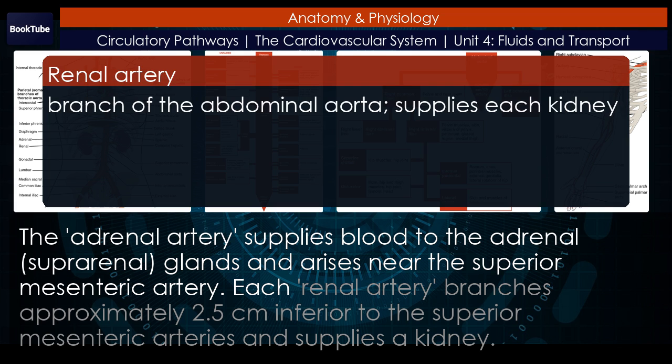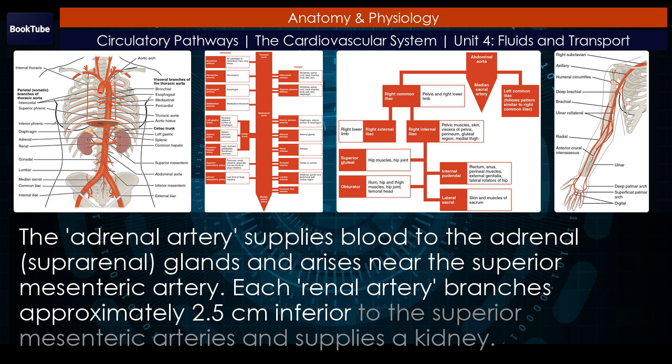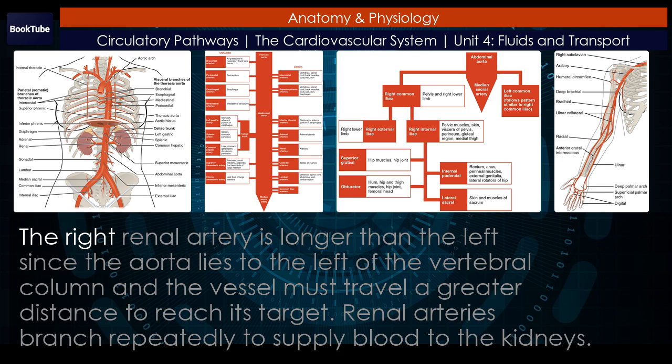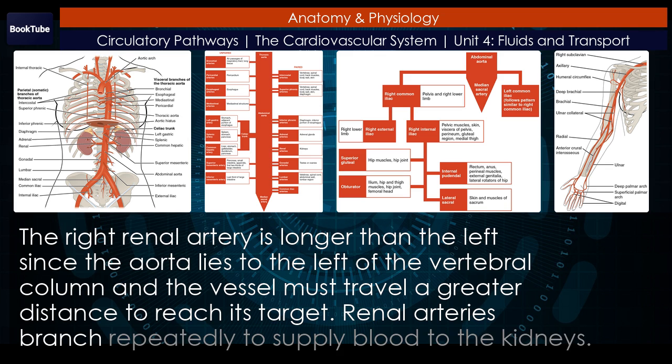Each renal artery branches approximately 2.5 centimeters inferior to the superior mesenteric artery and supplies a kidney. The right renal artery is longer than the left since the aorta lies to the left of the vertebral column and the vessel must travel a greater distance to reach its target. Renal arteries branch repeatedly to supply blood to the kidneys.